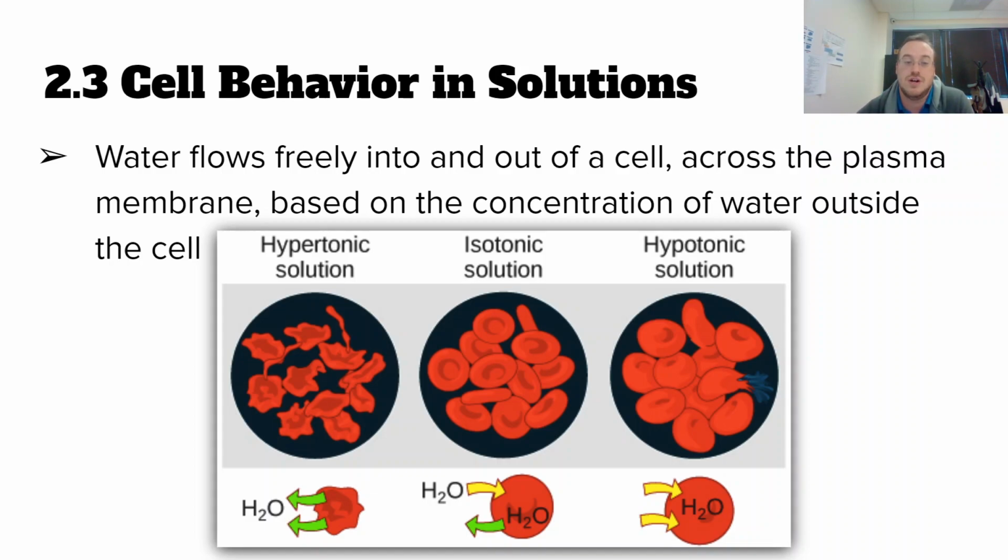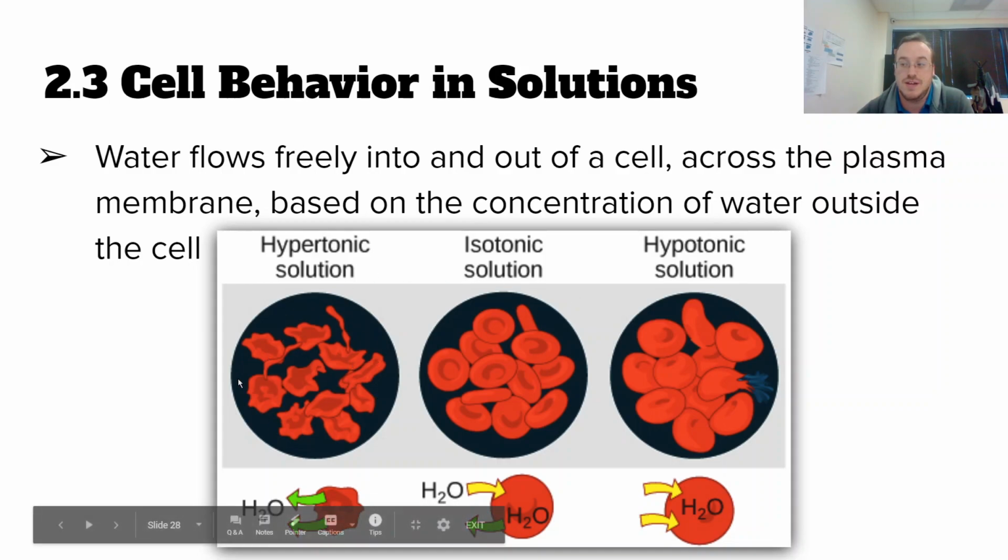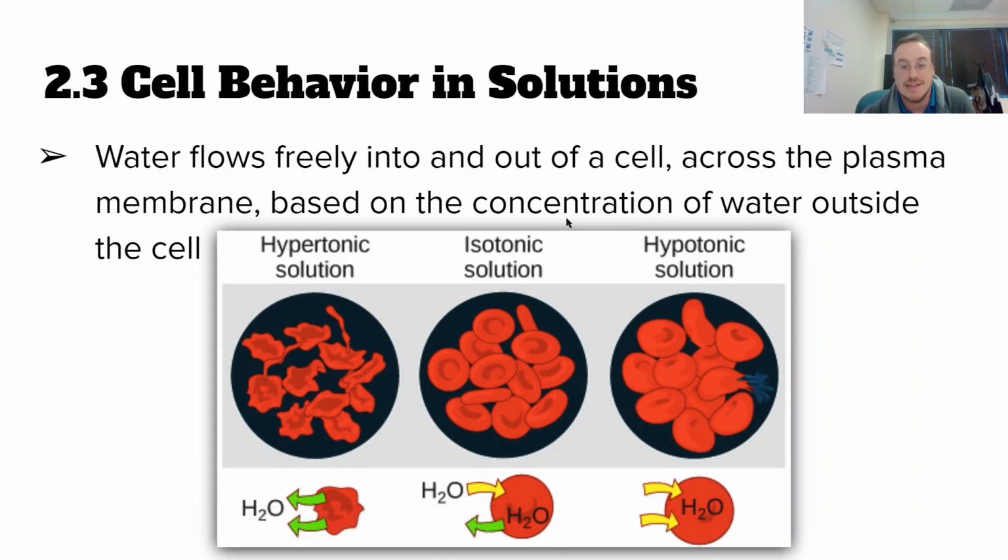All right. This is what's being modeled here on this left side. If the water is balanced across the cell membrane, there's just as many water molecules on the outside as there are on the inside, we're going to have an isotonic solution. Water will move into the cell just as quickly as it moves out of the cell. That's dynamic equilibrium.